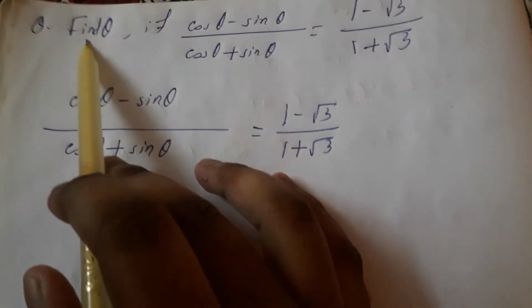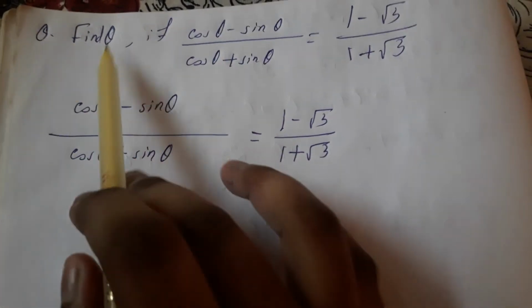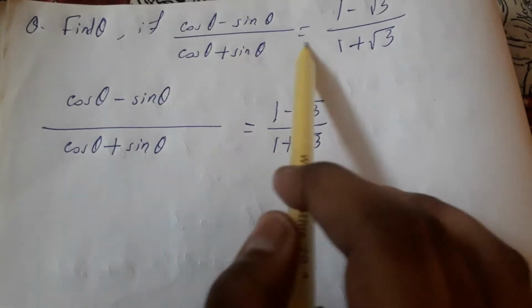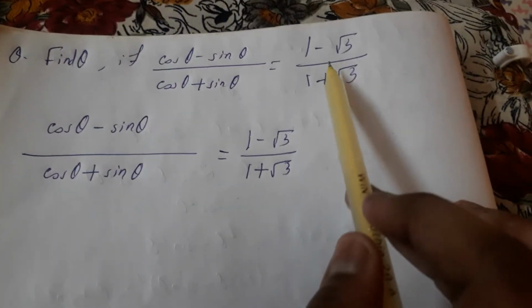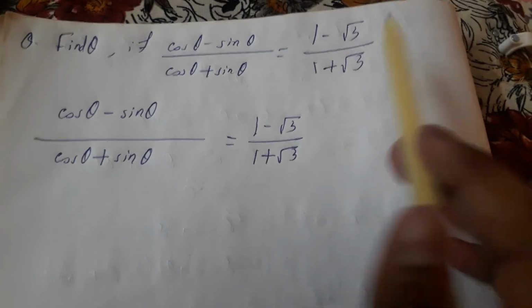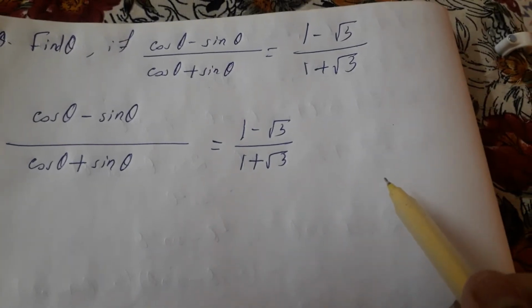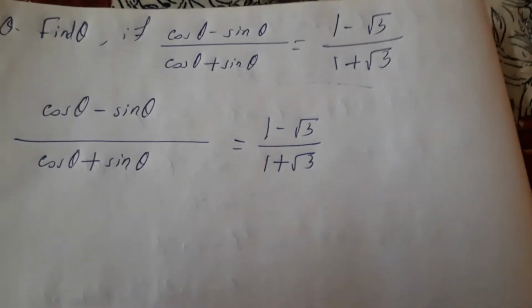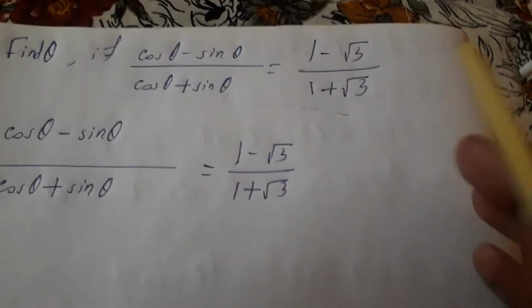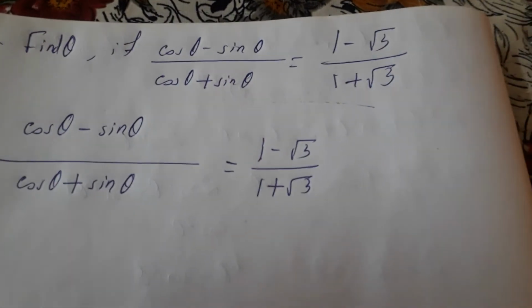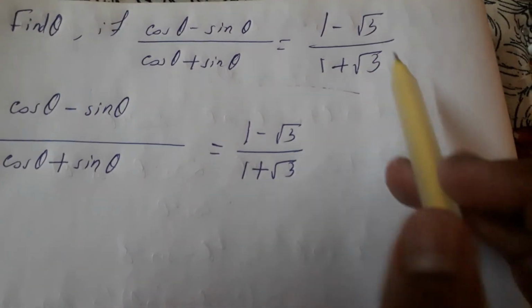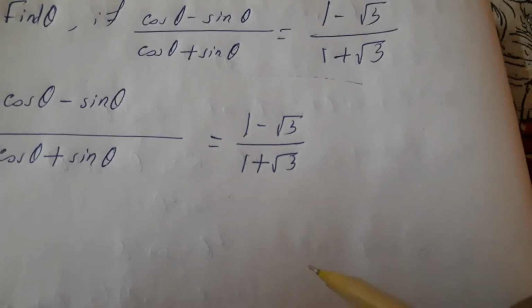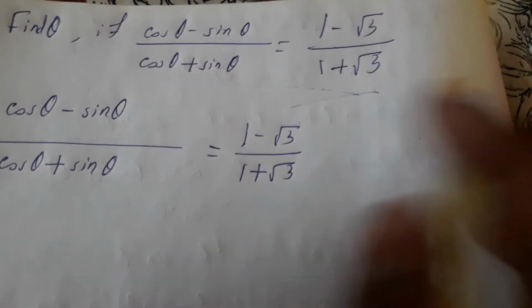Now see, the question is given: find the angle theta if (cosθ minus sinθ) divided by (cosθ plus sinθ) equals (1 minus root 3) divided by (1 plus root 3). This is given to you, and you have to find angle theta. See carefully students, 1 and root 3 are the values of which table, of which angle? We know that tan 60 is root 3, tan 30 is 1 by root 3 and tan 45 degree is 1. So these are the values of what?